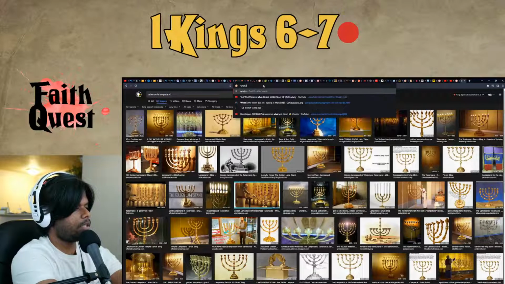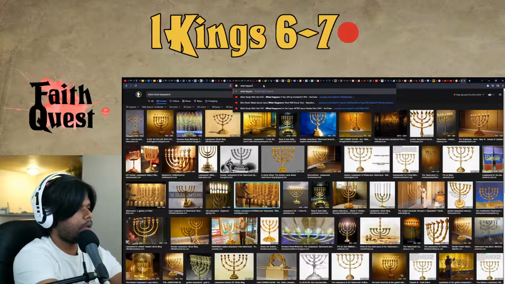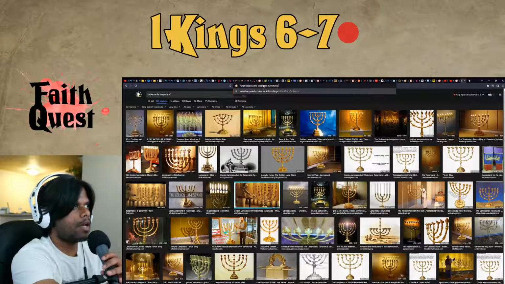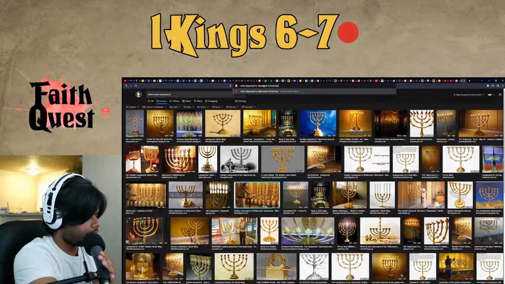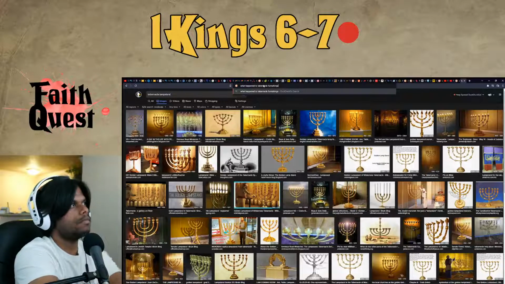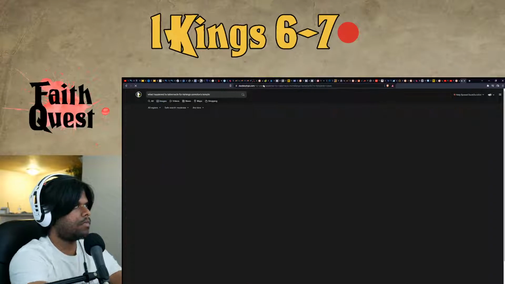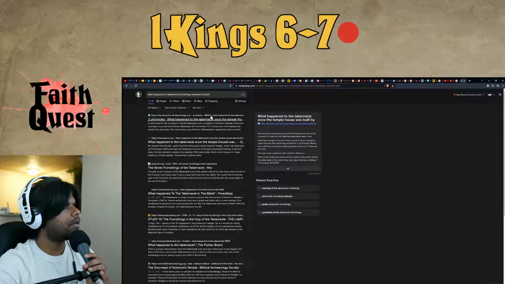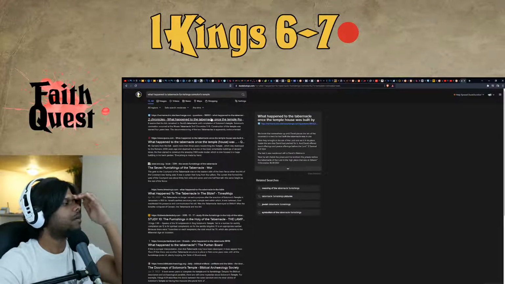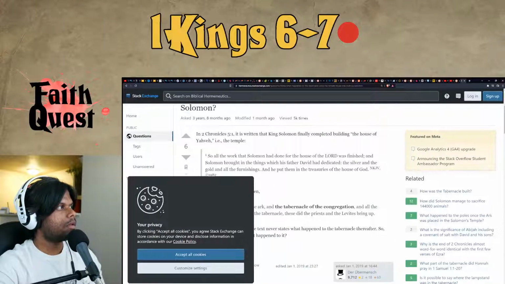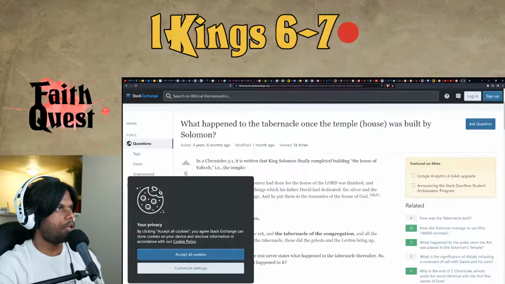I mean, let's just look. What happened to the tabernacle furnishings? I don't know if they kept them in the tabernacle and they just made the extra stuff. What happened to the tabernacle once the temple house was built by Solomon?